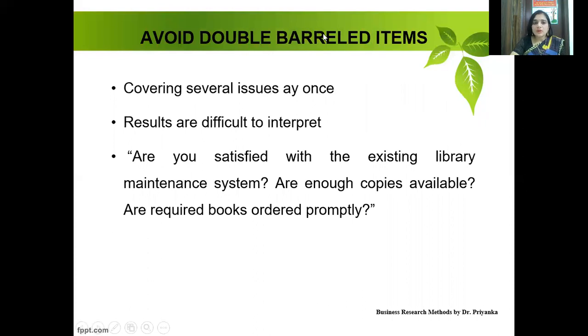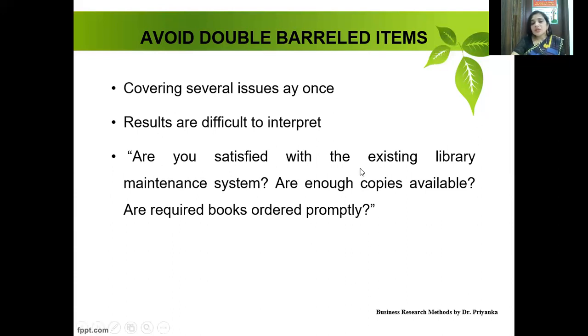Then avoid double-barreled items. For example, sometimes you try to ask two, three things in one question, covering several issues at once, and the results are difficult to interpret, because in that one question you are trying to get two, three answers. Then compilation and interpretation are going to be really difficult, because sometimes people answer the first question, sometimes only the second, sometimes both, so it's very difficult to compile.